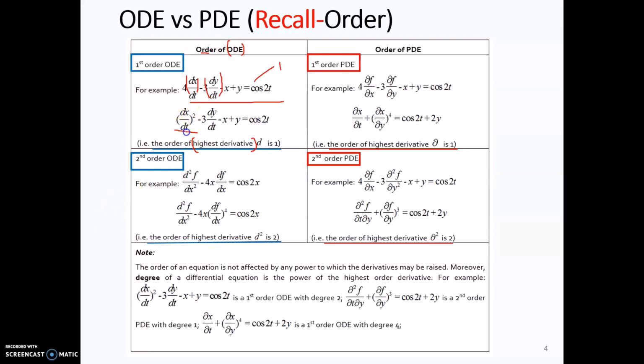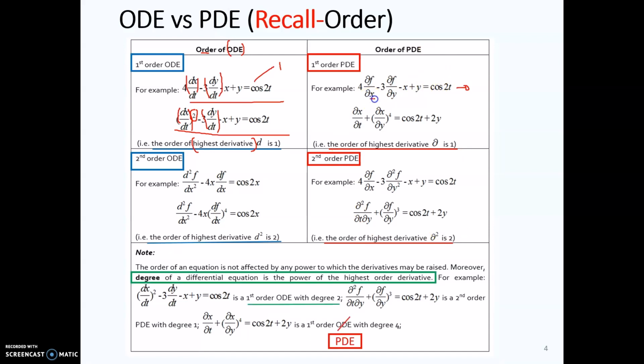And then for the second example here, the highest derivative is 1. So this is considered the degree. So this is not the order. Similarly, let's identify the order for the PDE case here. So for the first equation here, you have two independent variables, therefore this is PDE. Then you check for the highest derivative, which is equal to 1, and we can call this a first order PDE.